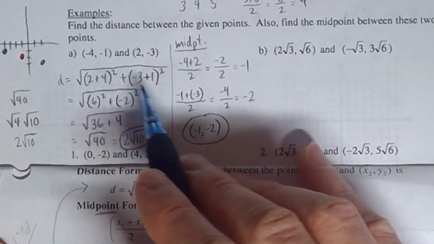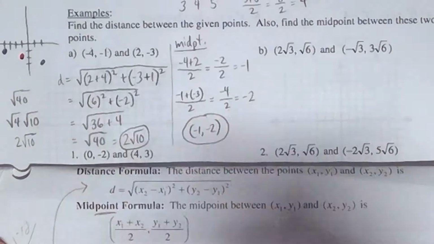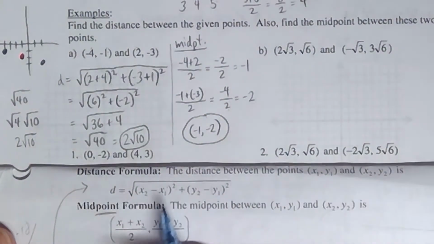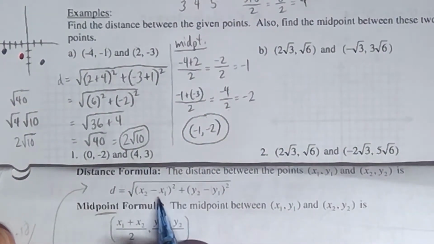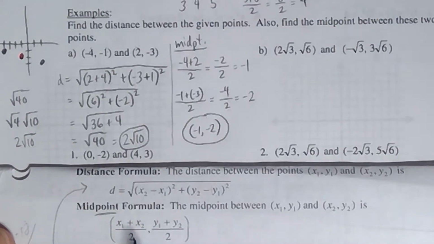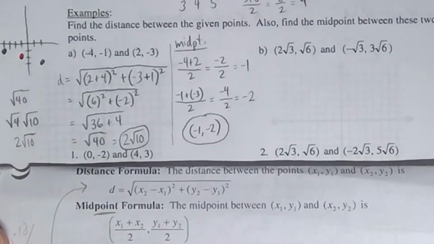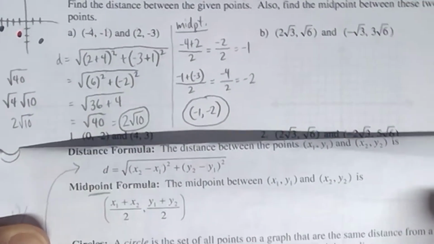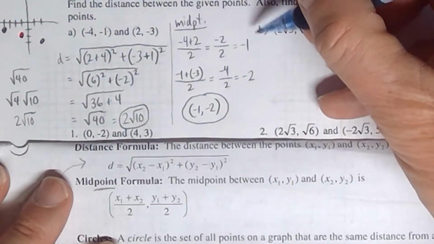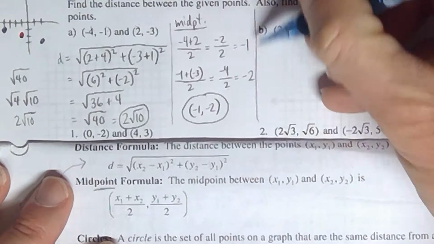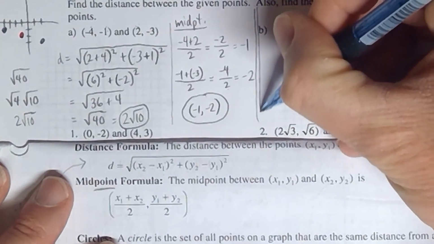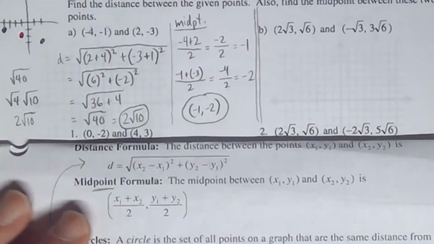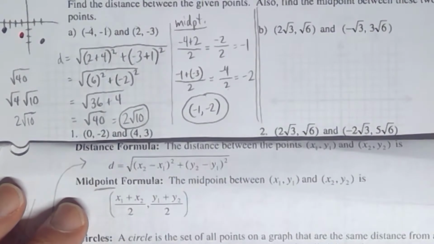I know it ended up being addition here, but that's only because it was a double negative. The formula says to subtract for distance, you add for midpoint. Be careful not to get that mixed up. Okay, let's do that one more time. This time it's got some radicals in our problem, but we'll be able to figure that out. We'll review how to deal with radicals here.